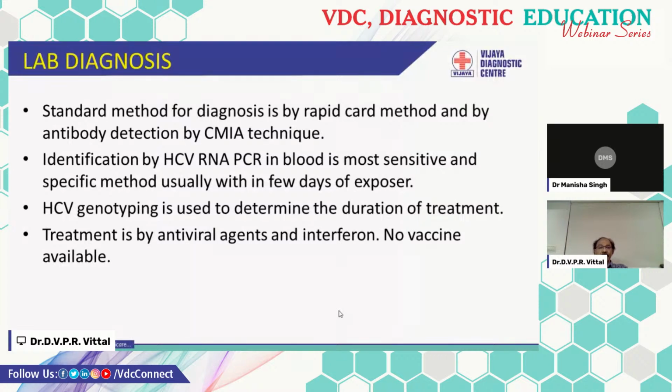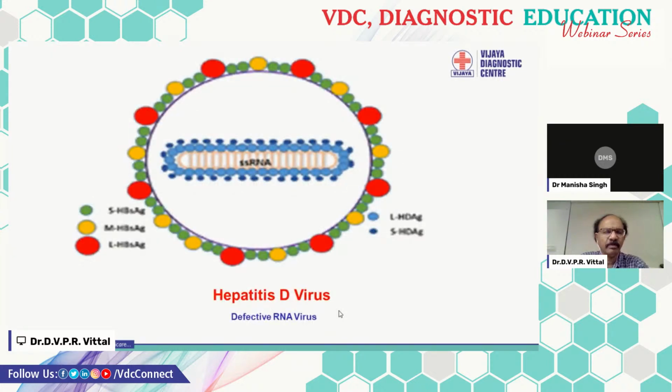Type 1B as well as type 3 are the most difficult genotypes to treat. Genotyping is more important because these two types are supposed to progress quickly. The disease progression is faster, and there is every chance for the patient to progress to cirrhosis as well as hepatic failure. Now, there's no vaccine available for hepatitis C also, and prevention is by reducing transfusions or thorough screening of the blood.